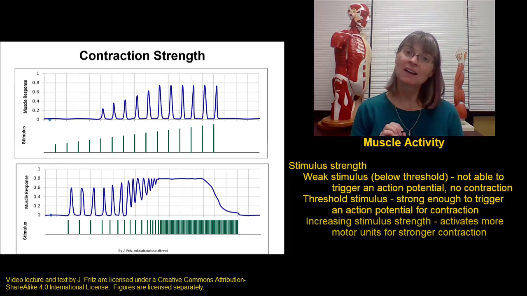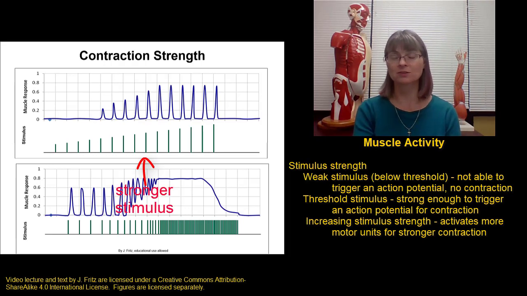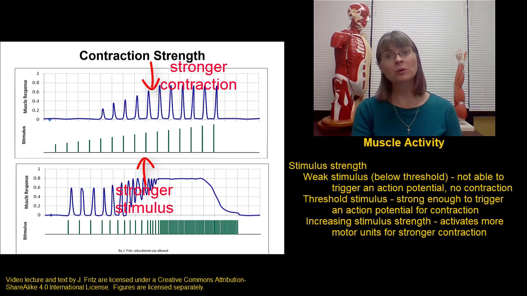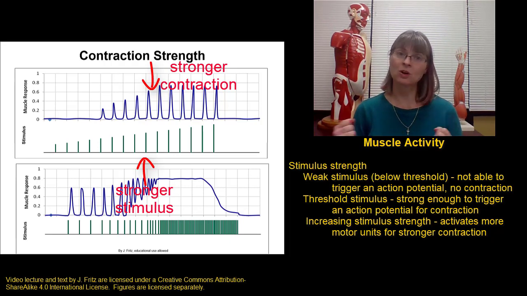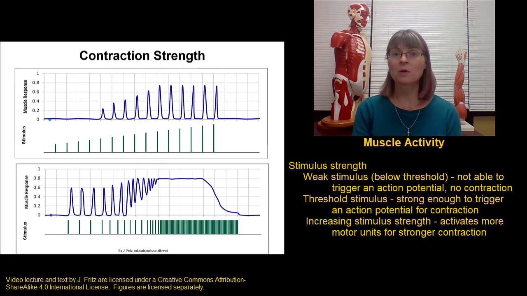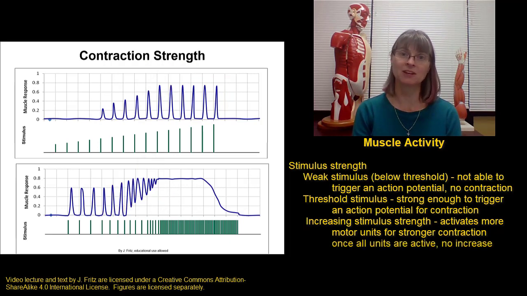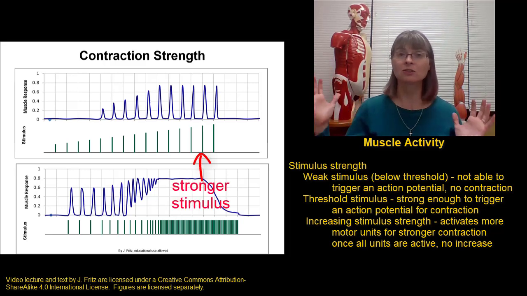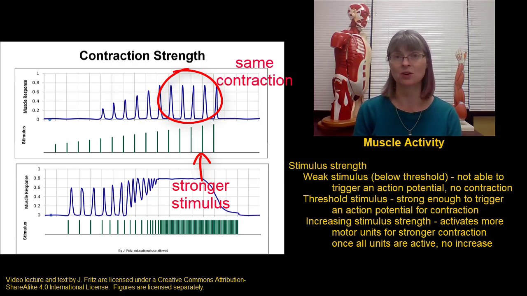Next, notice that as the stimulus gets stronger, we get a stronger muscle contraction. We get more tension produced. That's because the stronger we make the signal, the more motor units we're activating. And the more motor units we're activating, the stronger the contraction is going to be. That continues until we get to the point where all of the motor units are activated. Once all of the motor units are activated, it doesn't matter how much stronger we make the stimulus, the contraction can't get any stronger.